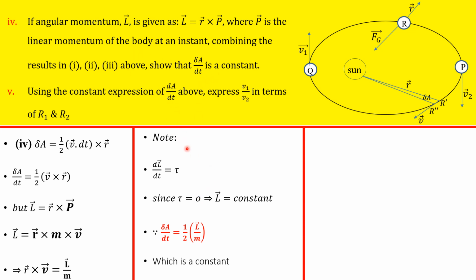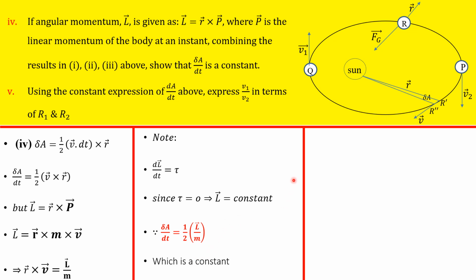Now we can go ahead and show for Roman 5 that, using the constant expression of dA/dt above, we express v1 over v2 in terms of r1 and r2. To solve this, realize that the relationship we've just established simply says dA/dt is a constant, which is Kepler's second law of planetary motion: the radius vector that links the planet to the sun sweeps out equal areas in equal time intervals. Of course, we already established that the angular momentum is a constant.